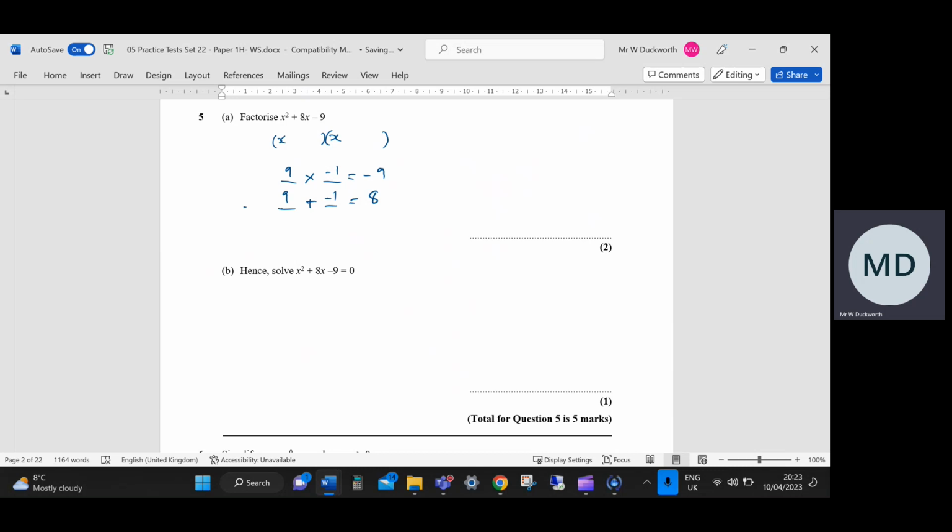There we go. So my brackets are going to be +9 and -1. So we'll put it on the answer line, x + 9 and x - 1. Hence solve. So if we're saying that that's equal to 0, what that means is that one of the brackets must be equal to 0, because for two things to multiply together to make 0, one of them must be equal to 0. So either to make this bracket 0, x would need to be equal to -9, and to make the second bracket 0, x would need to be equal to 1.